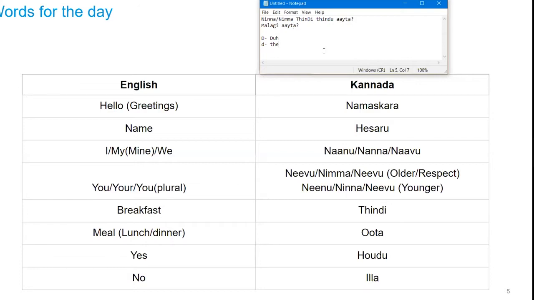Cool. Moving forward. Sorry, just one last question. If I say tindi aita, would it be right to say, are you done with breakfast? Yeah, are you done with breakfast, not did you eat breakfast? It would still be okay, right? Yeah. Okay, cool. So the response to that would be tindi aitu, if I'm done with breakfast.